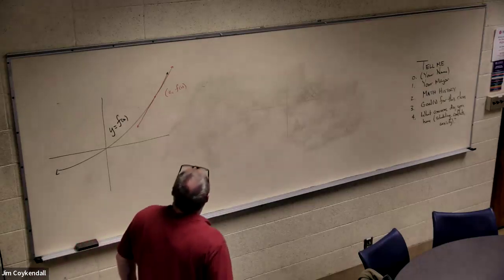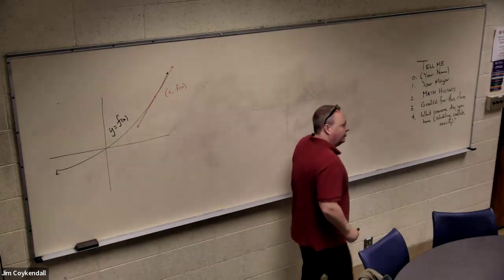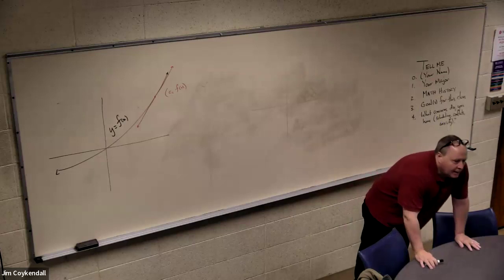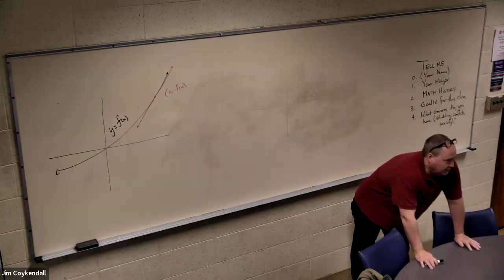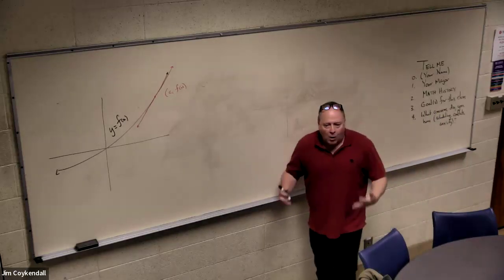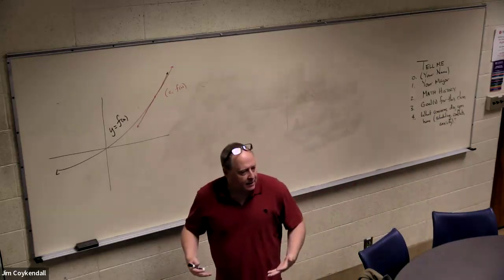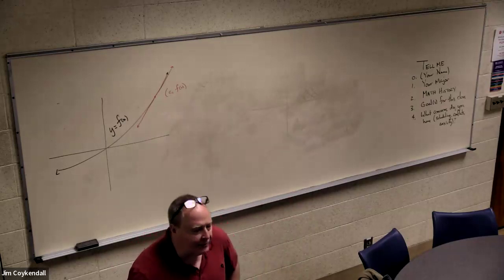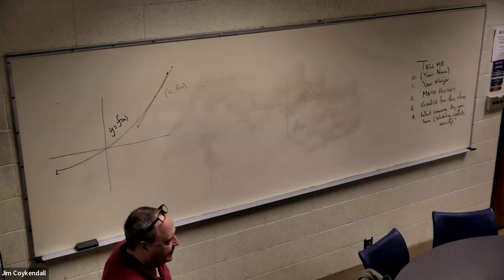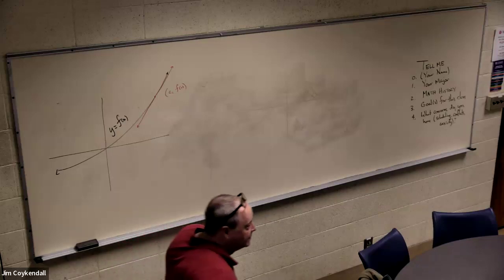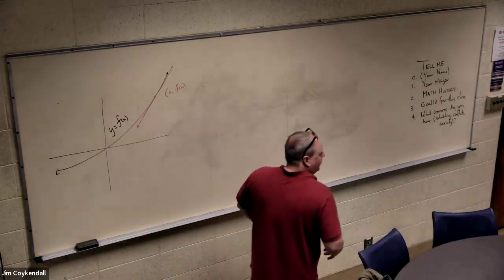Now, let's go back old school. I want to find that red tangent line, correct? What information do I need, say back from algebra 1, to find a line, to determine a line? How much data do I need? Just to determine a line.